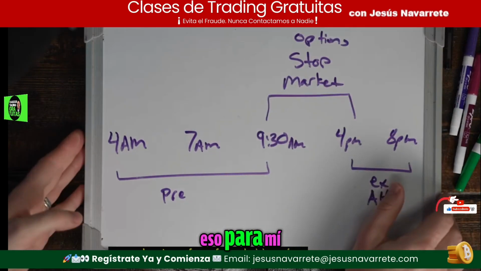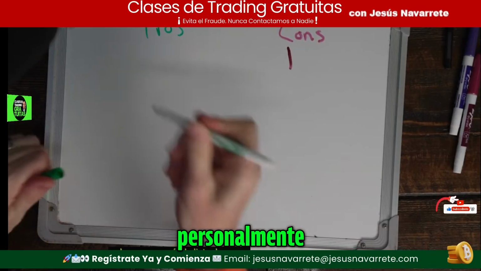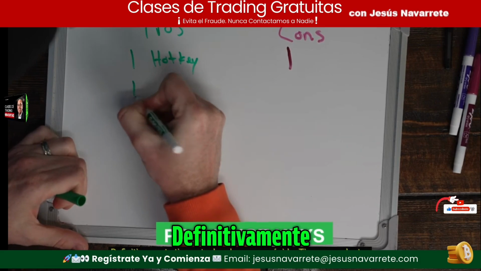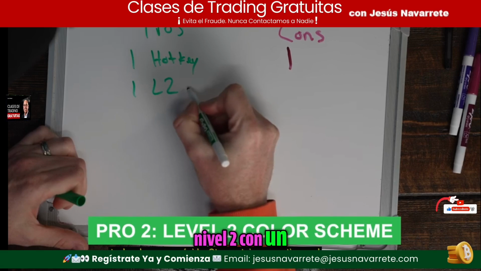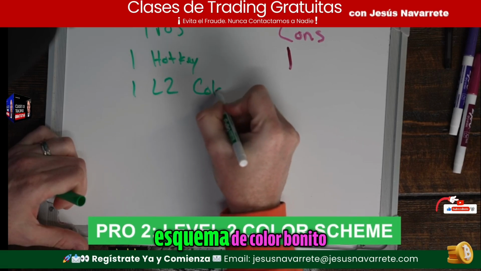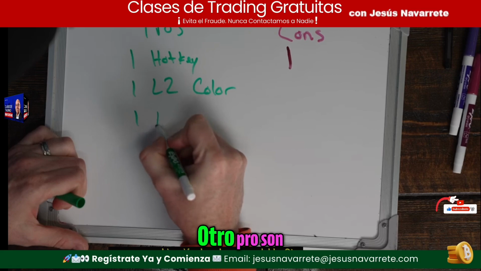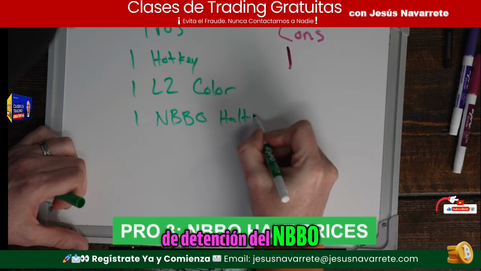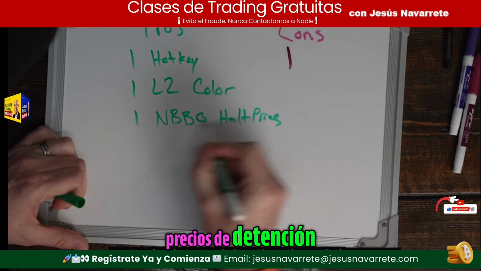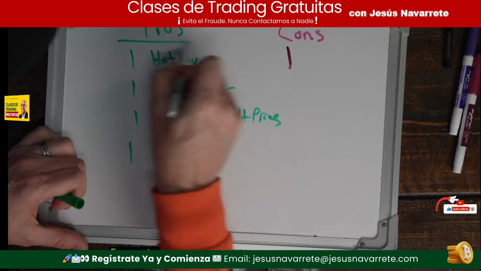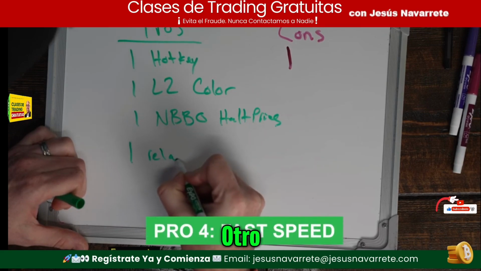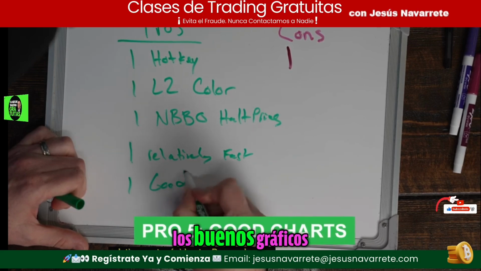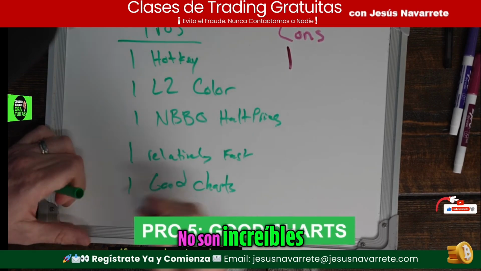And so we'll go back over here to the pros and cons list. So the pros here, we've got hotkeys. Definitely, they've got great hotkeys. Another pro is that they've got level 2 with a nice color scheme. Another pro is the NBBO halt levels. That's definitely a pro. So halt prices. Another pro is it's relatively fast. Another pro is good charts. They're decent. You know, they're not amazing, but they're not bad.